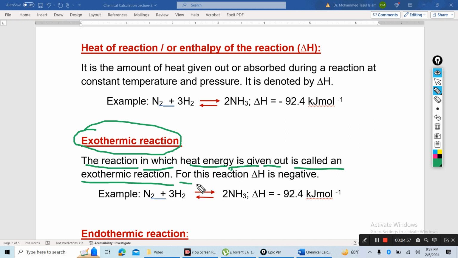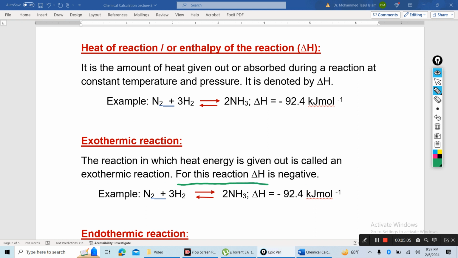You know, for this reaction delta H value is negative. I mean, for exothermic reaction, delta H value will be always negative. So what is exothermic reaction? The reaction in which heat energy is given out or produced or released, that reaction is known as exothermic reaction. For this reaction, delta H value is negative.